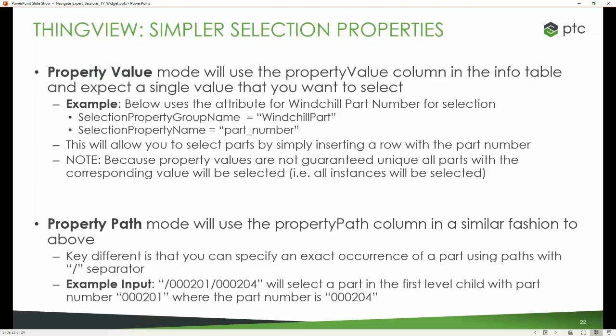In this case, we can select a particular instance of the part number 204 by specifying the child 201/204. We'll go from the parent to the subassembly 201, and then from that subassembly 201 to the part 204. However, if there's more than one instance of 204, it will select all instances of 204 inside the 201 subassembly. All right, let's take a quick look at how that looks.